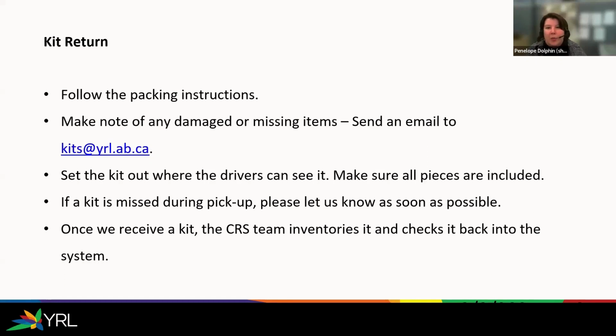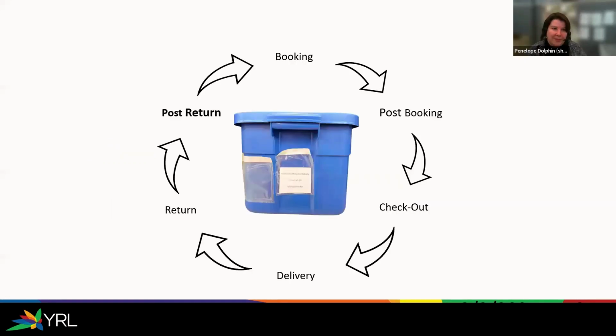And then when you're staging the kit, set it with the rest of your items where the drivers can see it. Some of our kits come in 2 bins or have 2 pieces, so try to ensure that all the pieces are there. If a kit is missed, just let us know as soon as possible. We might need to send someone out to pick it up depending on its next booking date. And when we receive the kit, the CRS team will inventory it and check it back into the system, so it's ready to go out again for the next person.